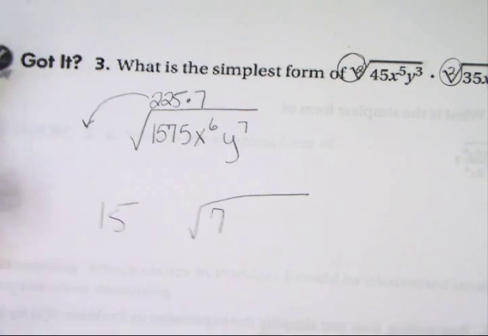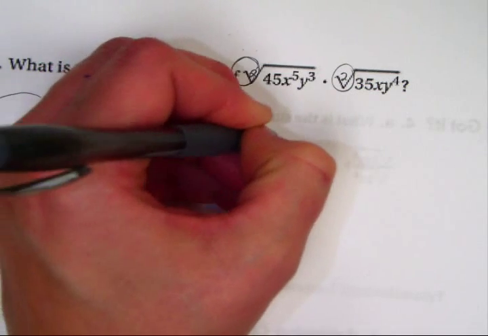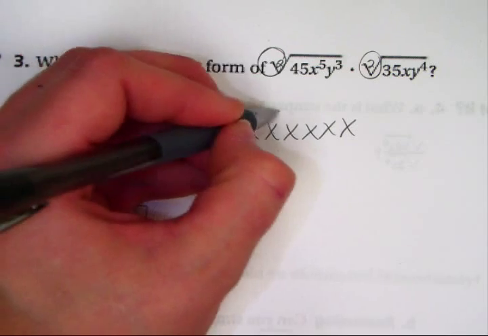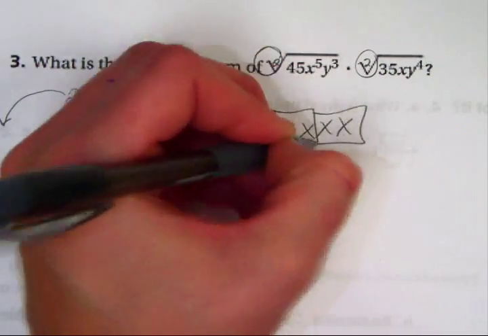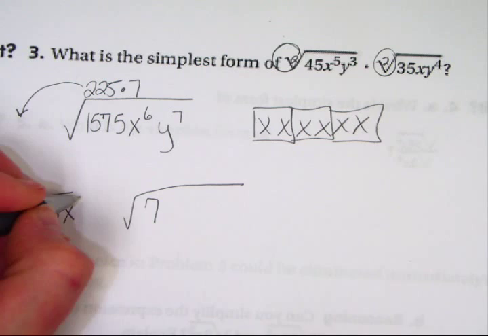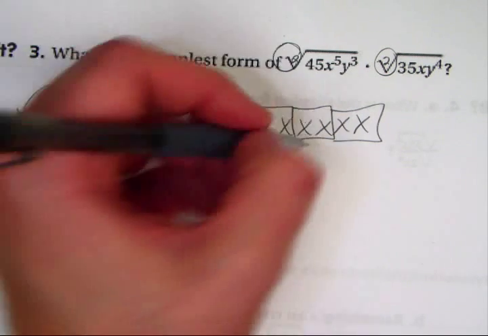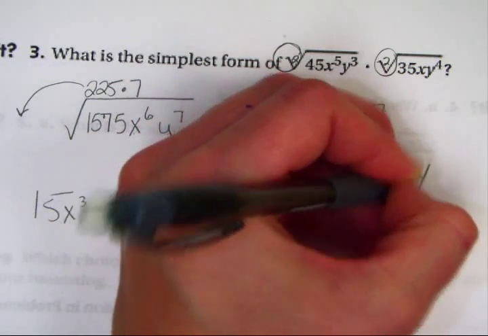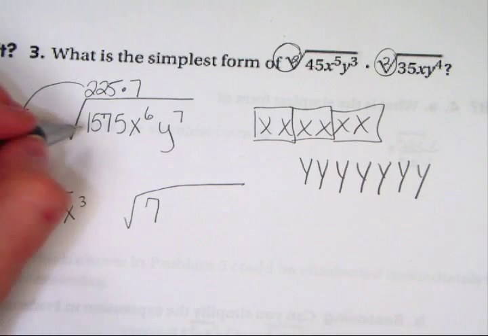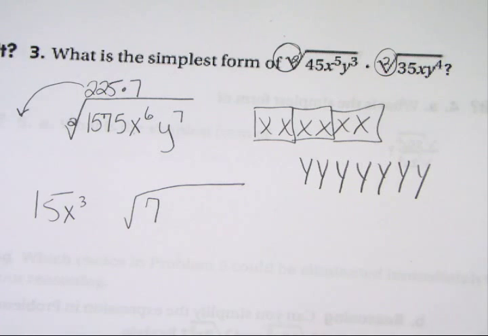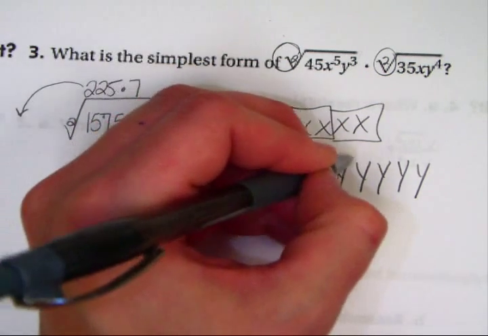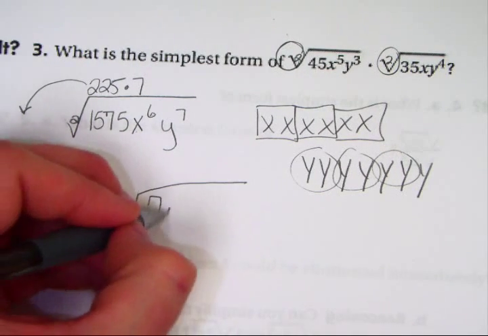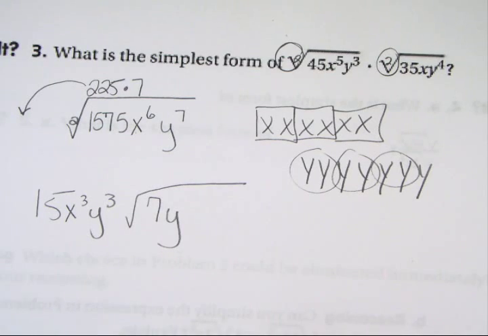Now you have x to the 6th. 1, 2, 3, 4, 5, 6. How many groups of 2 can you pull out? 1, 2, 3. Now you have y to the 7th. 1, 2, 3, 4, 5, 6, 7. How many groups of 2 can you pull out? 1, 2, 3. But there is 1 left over.